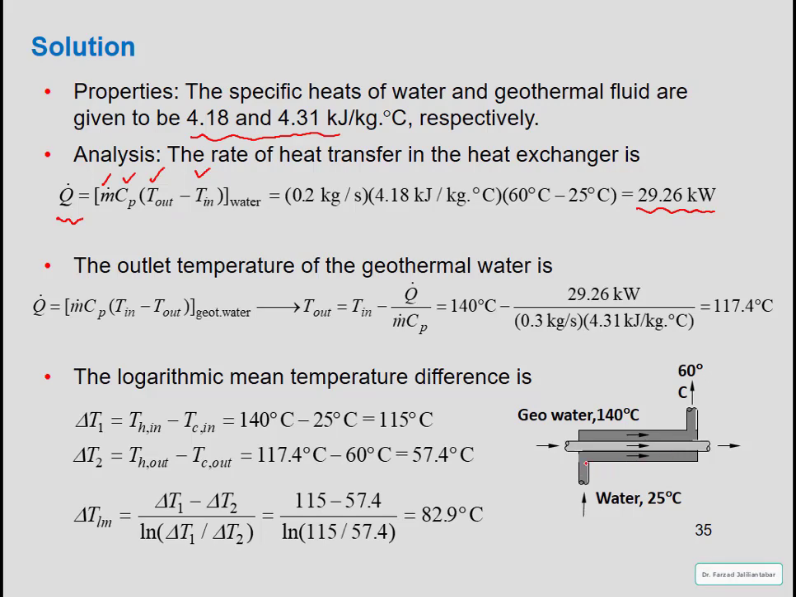So the cold fluid, the water, will gain this much thermal energy or heat. What about the hot water, or geothermal water? We know its initial temperature and also its mass flow rate and specific heat.